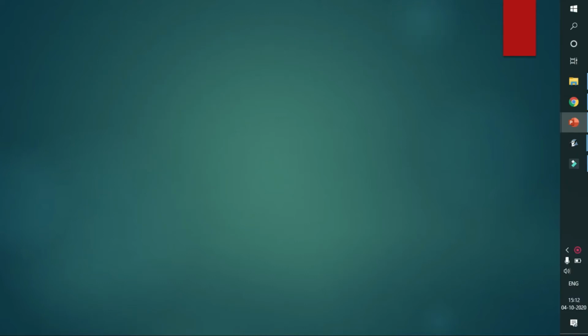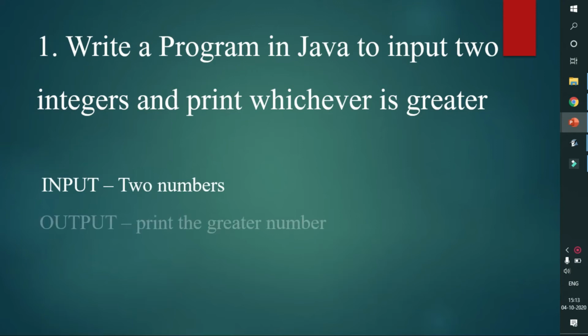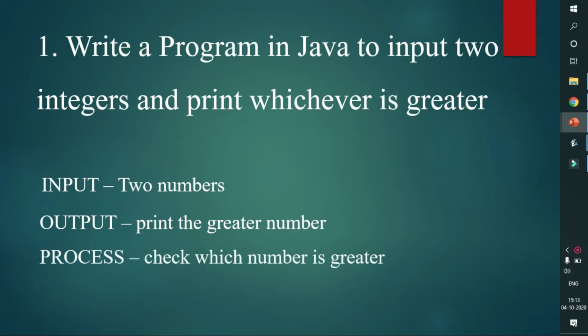Let's now try out some Java programs which use the different types of if statements. First one, write a program in Java to input two integers and print whichever is greater. So here we have to input two numbers. The output will be to print the greater number. So the process is to check which number is greater.